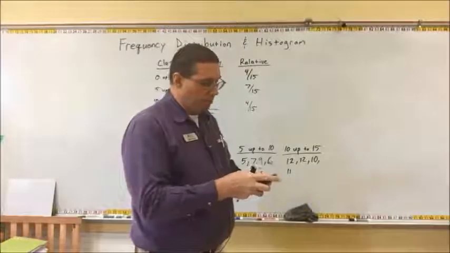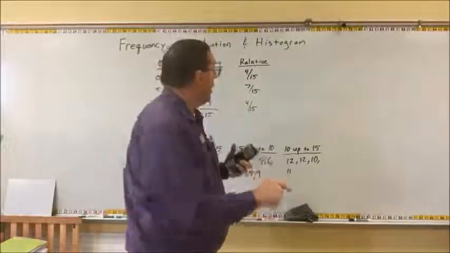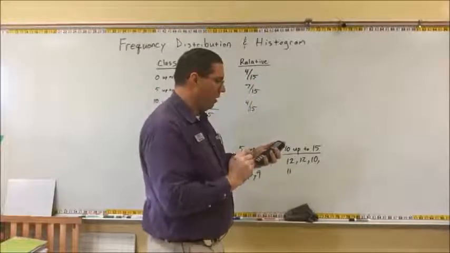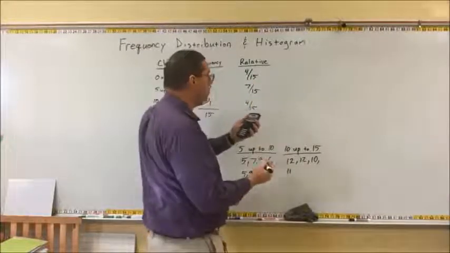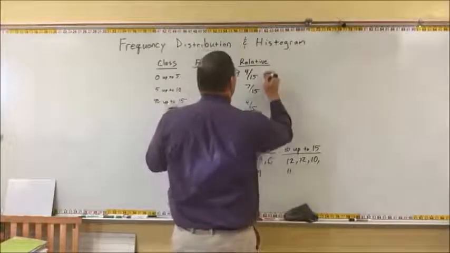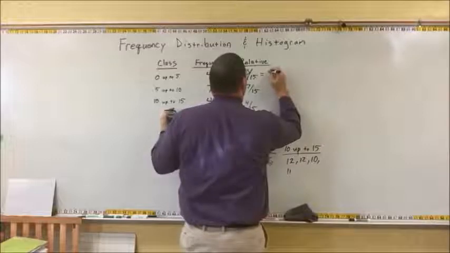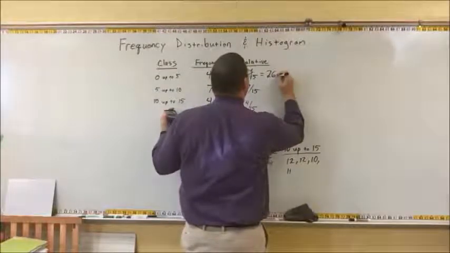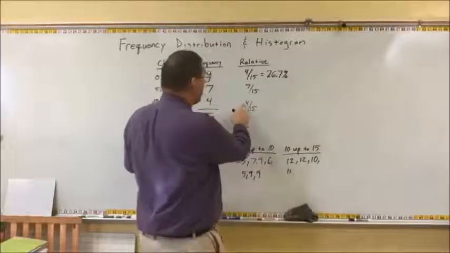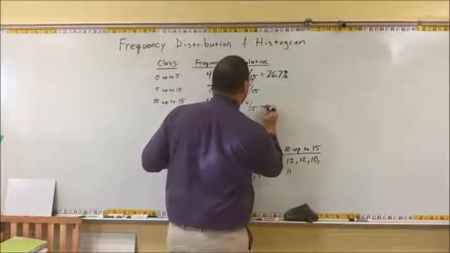And what I'm going to do is divide 4 divided by 15. So 4 divided by 15, that's 0.266, or well, 0.267. So we're going to say it's 26.7%. Now we have the same thing down here, 4 divided by 15, so that's also 26.7%.